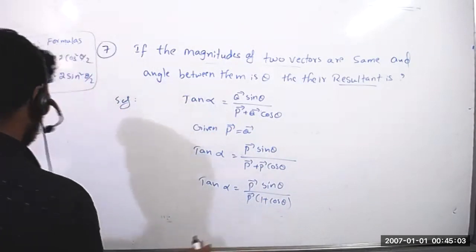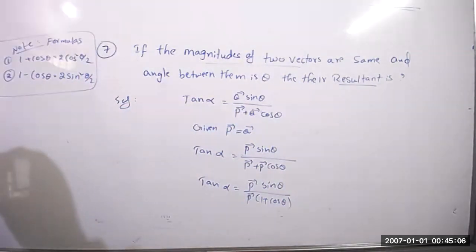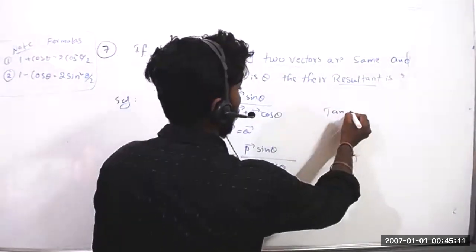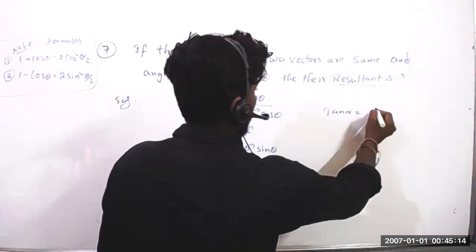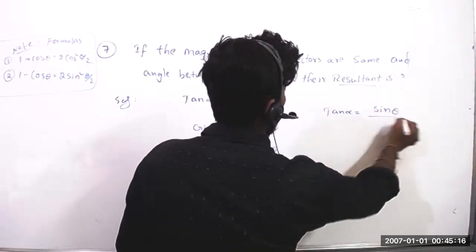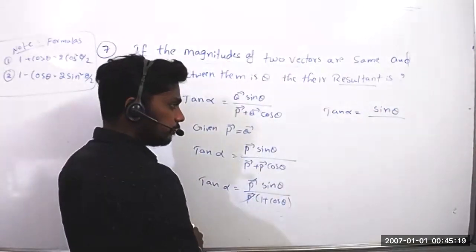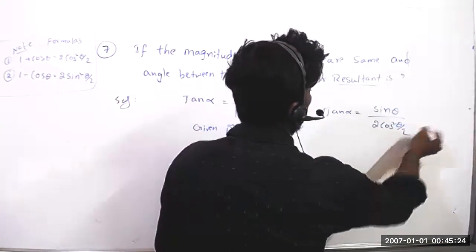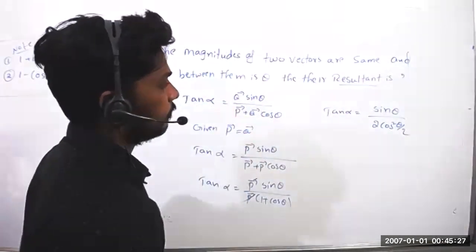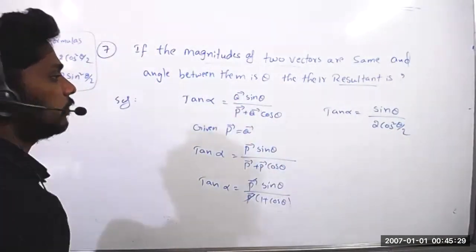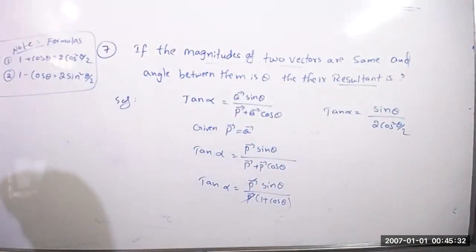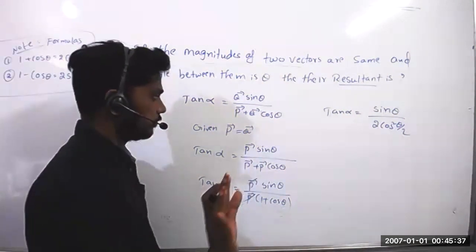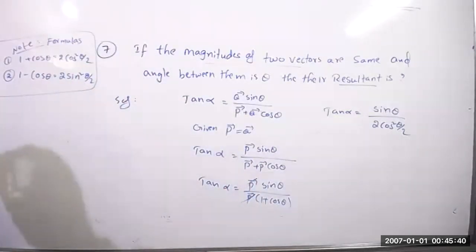Understand? No doubt, right? Now we cancel P bar. Now tan alpha equals sin theta by 1 plus cos theta. What formula did you learn for 1 plus cos theta? 2 cos square theta by 2, you learned, right? Write that. You took P bar common.